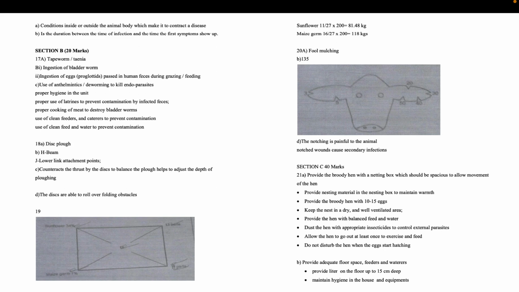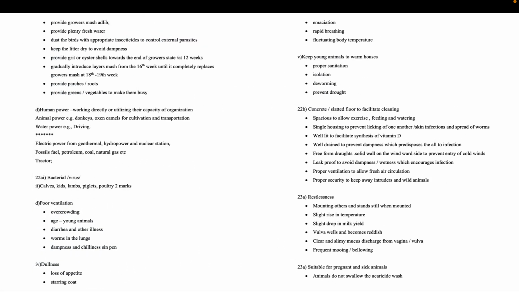B. Provide adequate floor space, feeders and waterers. Provide litter on the floor up to 15 centimeters deep. Maintain hygiene in the house and equipment. Provide growers mash ad lib.